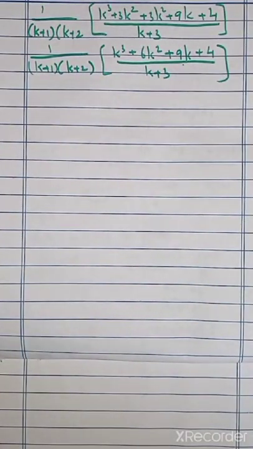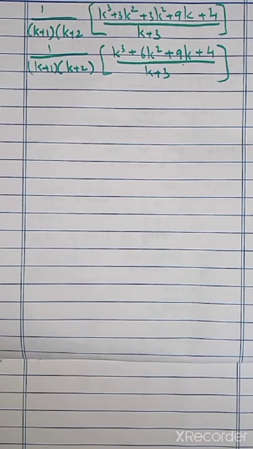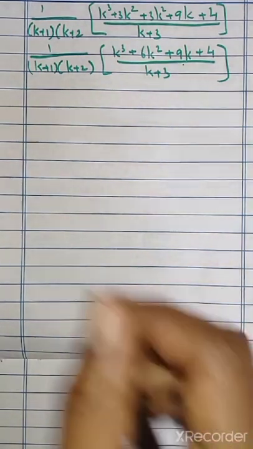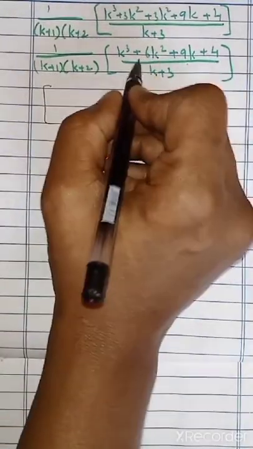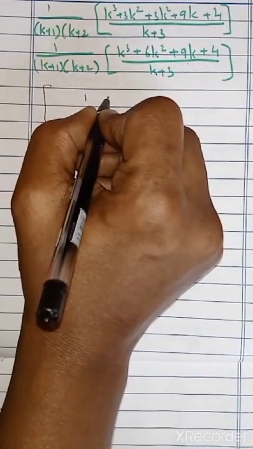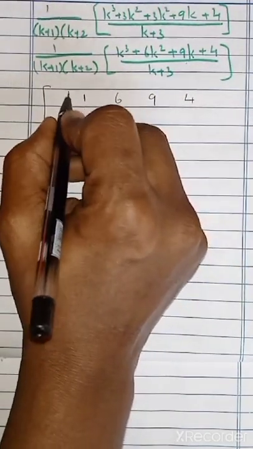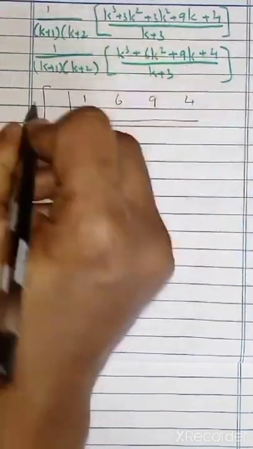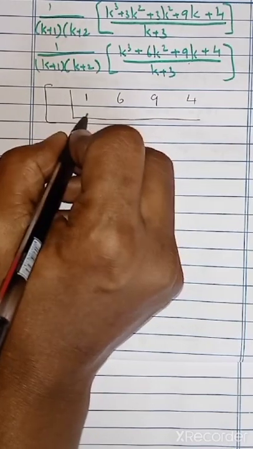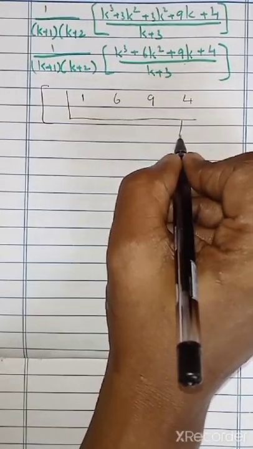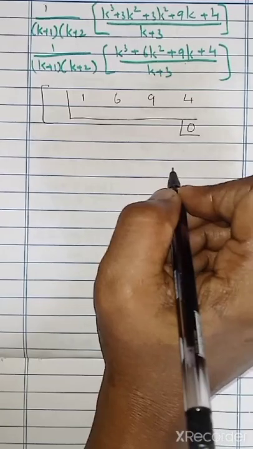So how to solve? We can use the synthetic division method, that is the L method that you have studied in your lower class. If I use the L method to solve, you have to take it in a rough column. So this 1 6 9 4. We have to take one number here, multiply and add everything, so that the last answer we get is 0.